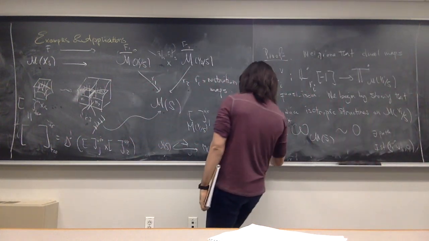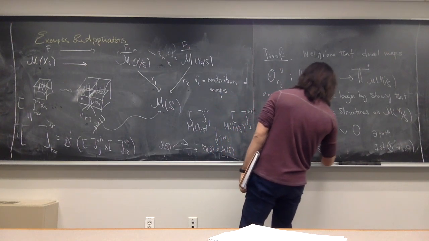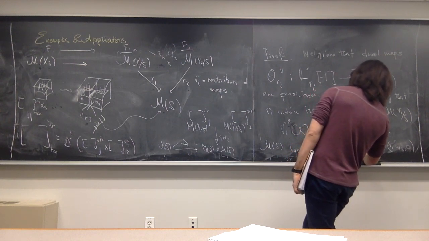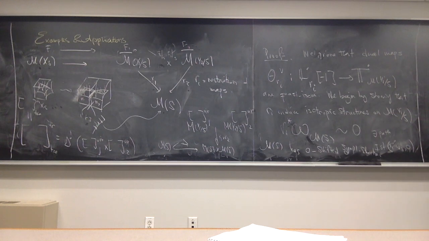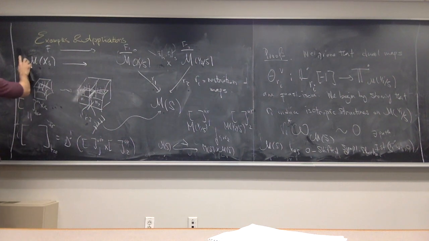So M of S has zero-shifted symplectic structure. It's the moduli space of sheaves on K3. Okay? That's okay. So let's go.